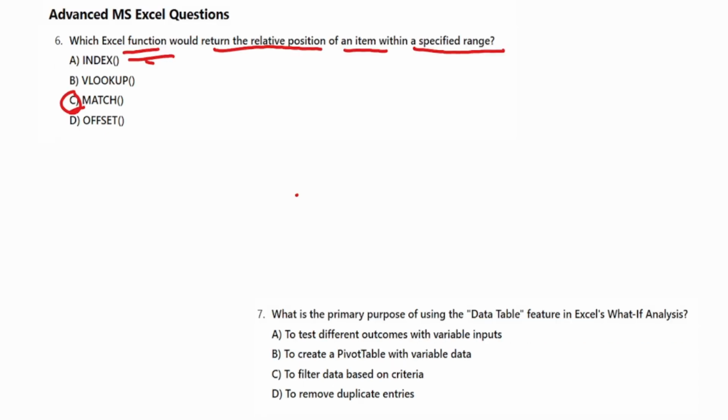Now move to the next question. What is the primary purpose of using the data table feature in Excel? What-if analysis. The correct option is to test different outcomes with variable input, because a data table in Excel's what-if analysis allows a user to analyze the effect of changing input values on a formula, useful for sensitivity analysis. So the correct option is option A.